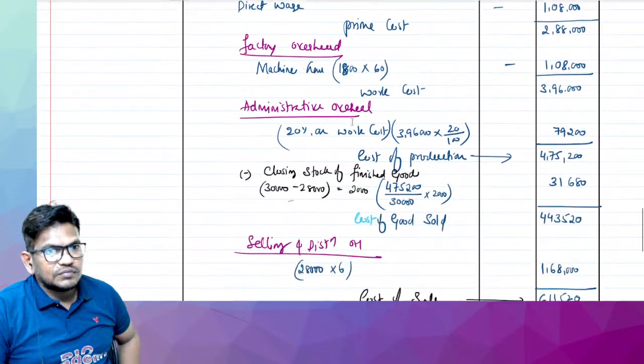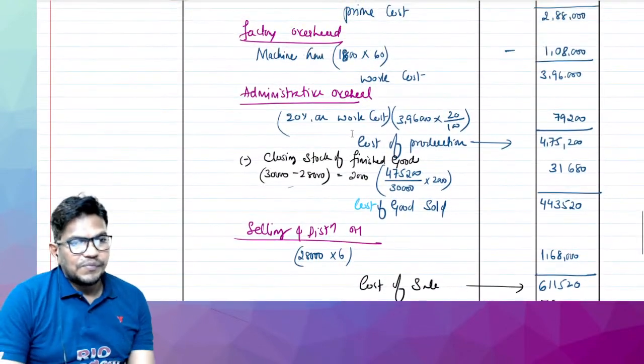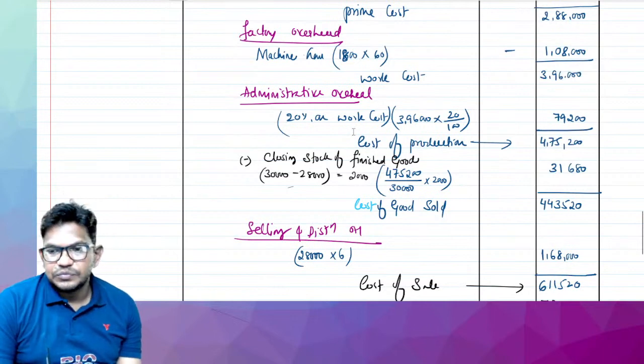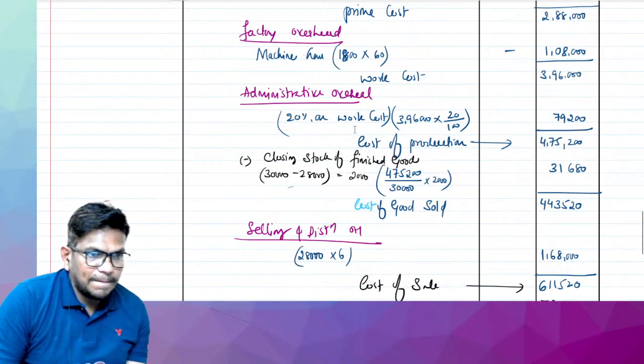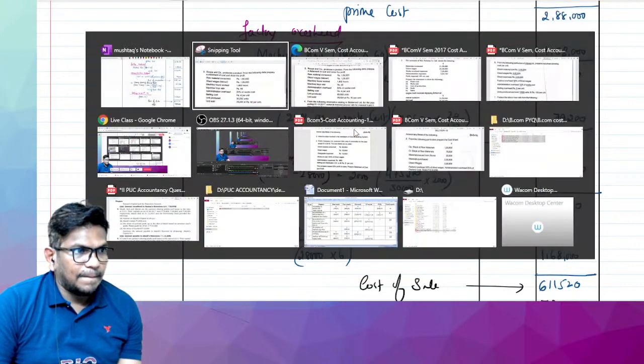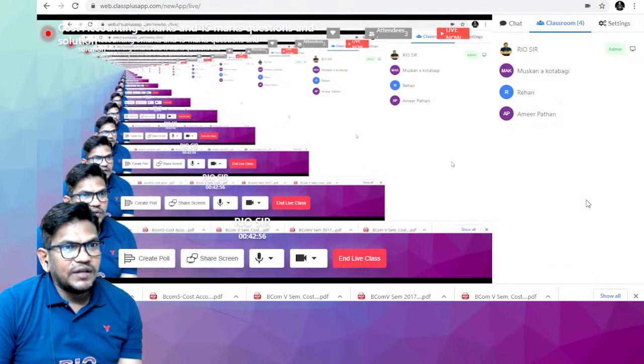Understood? Any doubt? No doubt? बच्चों बताओ. डाउट नहीं है?